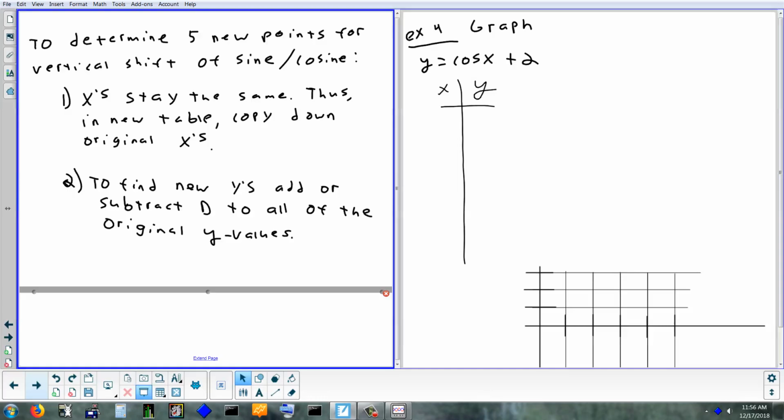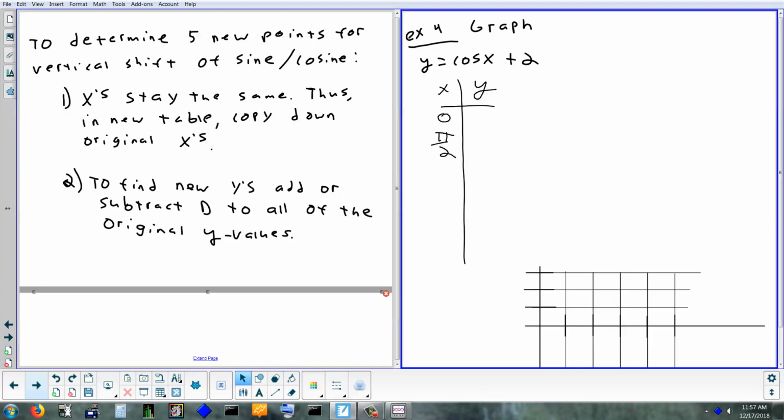Greta, can you remind me, I know I've said them a few times, what my x's are? 0, pi over 2, pi, 3 pi over 2, and 2 pi. All right. And the y's for cosine, we just did that a couple problems ago. 1, 0, negative 1, 0, 1.